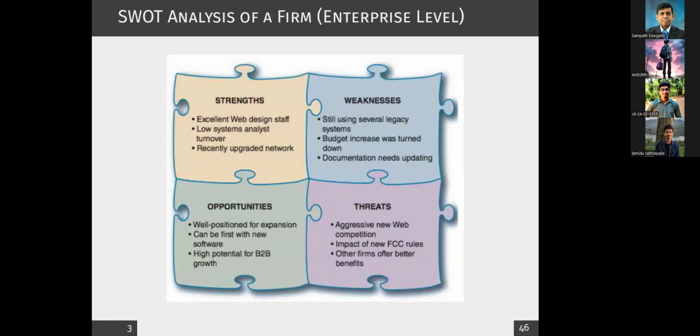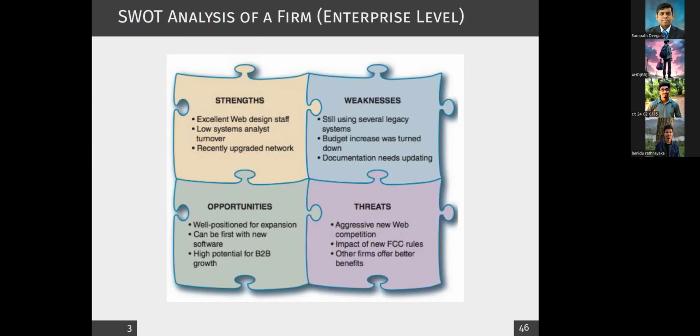This is about a web development company, right? So they are looking at the company level, what we call enterprise level. So they say what their strengths are. Okay, they have an excellent web design staff. So that's a strength. Then low system analysis turnovers. Then a recently upgraded network. So ideally, they have listed down their strengths.